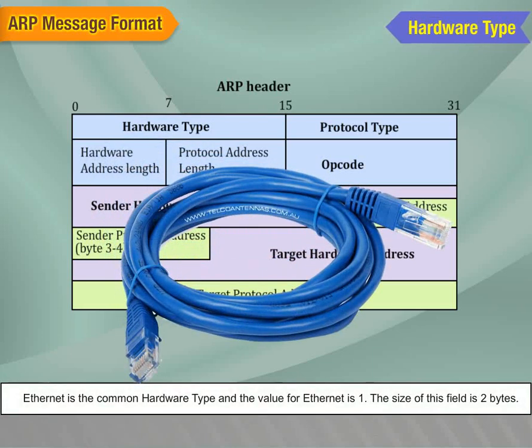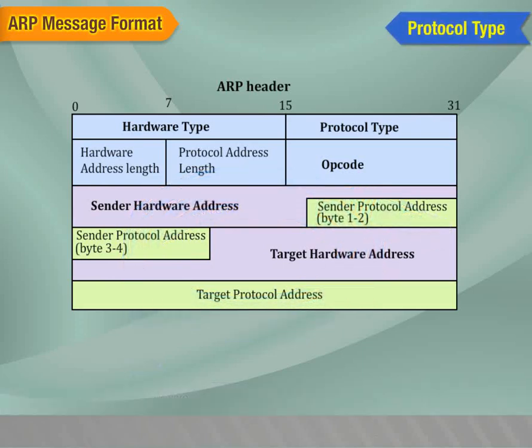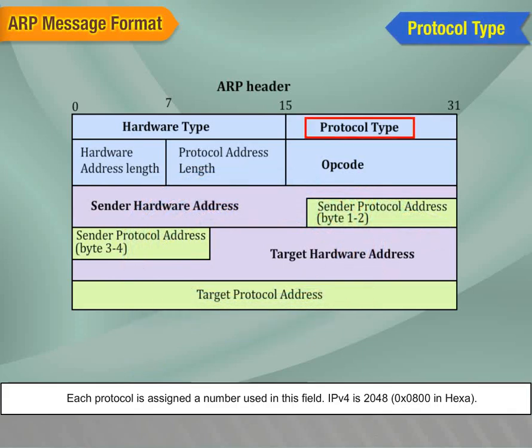Ethernet is the common hardware type and the value for Ethernet is 1. The size of this field is 2 bytes. Protocol type. Each protocol is assigned a number used in this field. IPv4 is 2048, that is 0x0800 in hexa.